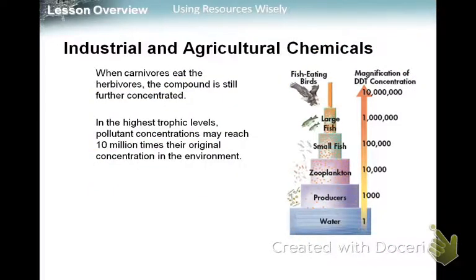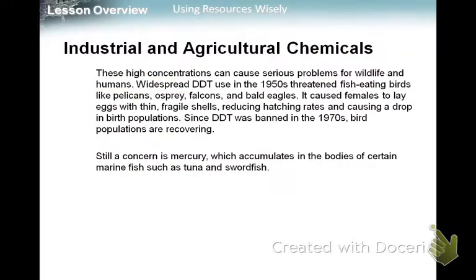Then as we move up, the carnivores eat the herbivores, and it's further concentrated. In the highest trophic levels, concentrations can reach 10 million times their concentration in the environment. So the organisms most at risk are your top-level consumers. This can cause serious problems.